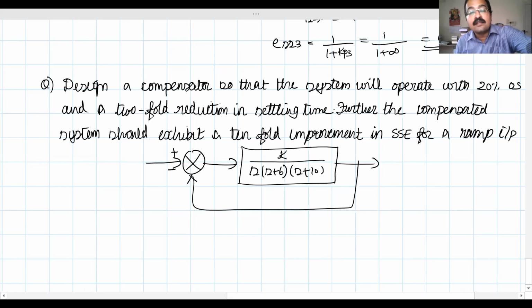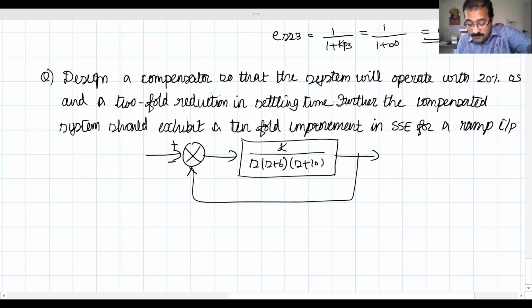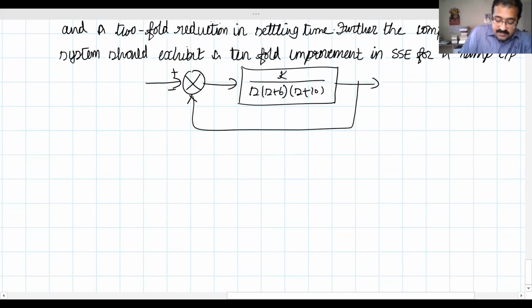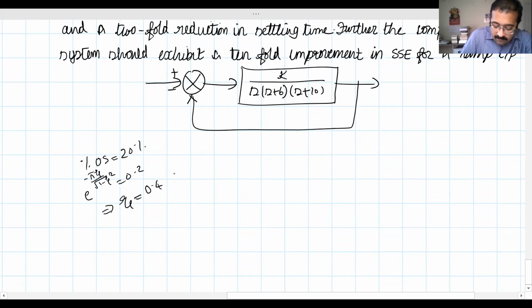So again, how will we solve? We are given the overshoot as 20%. So e raised to minus pi zeta by root of 1 minus zeta square is 0.2, or your damping ratio zeta will be 0.4556. That is the damping ratio value. The given plant is a third order closed loop system. We have to find the dominant pole pair.